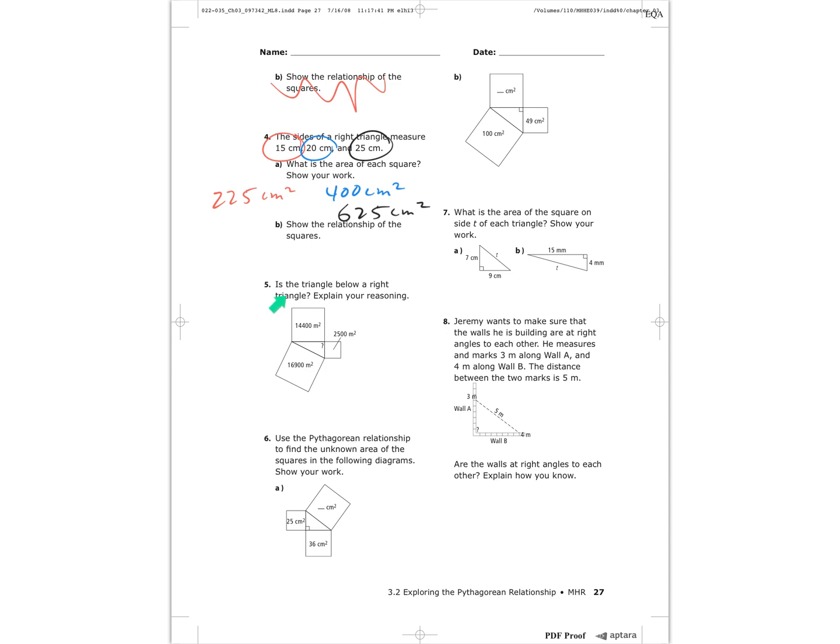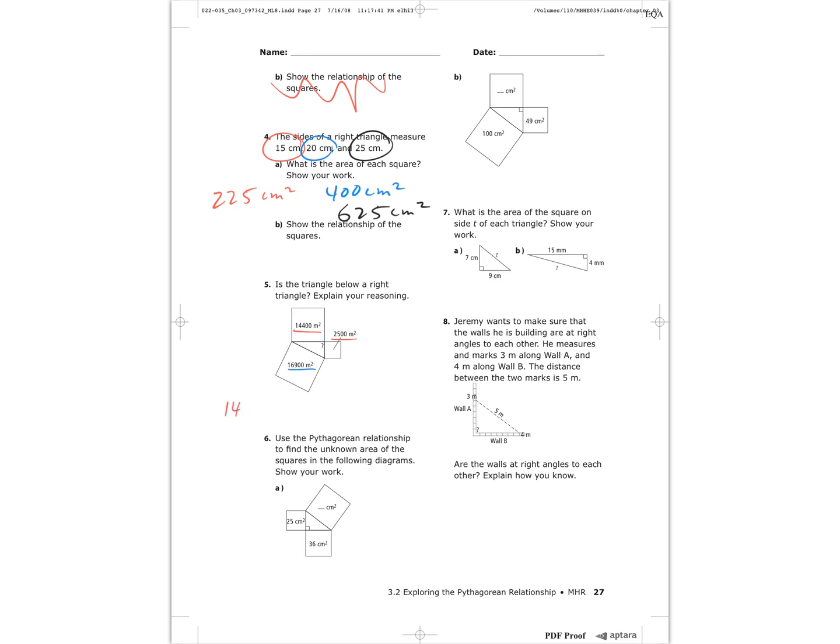Number 5, is the triangle below a right triangle? Explain your reasoning. Okay, so if it is a right triangle, we're not sure, there's a question mark there. It means the hypotenuse, the longest side, and the two smaller ones, 14,400 plus 2,500, has to equal this one. So when we do a quick number crunch here, they do add up. So this plus this has to equal this.